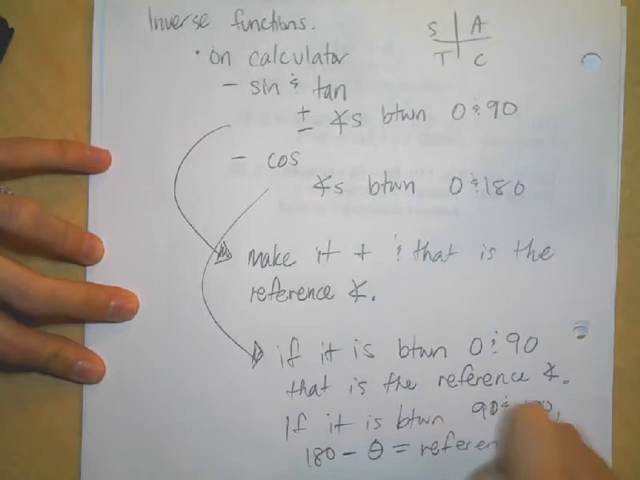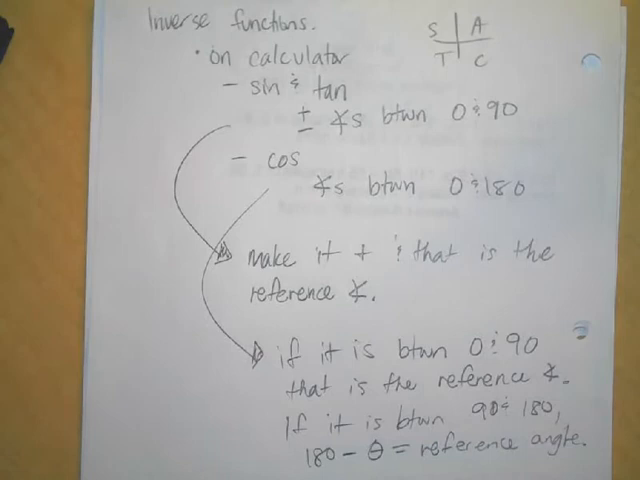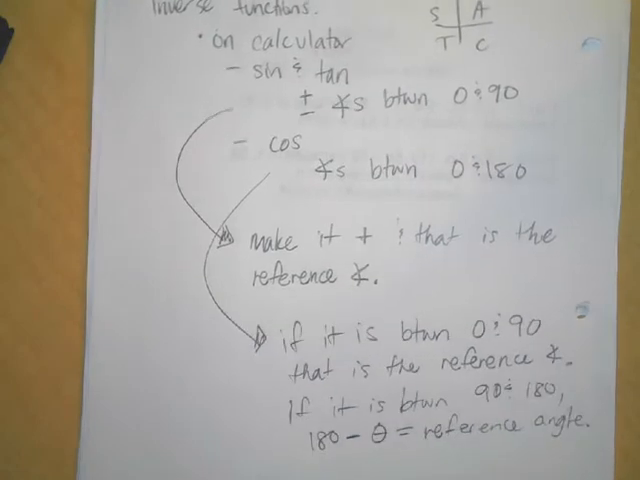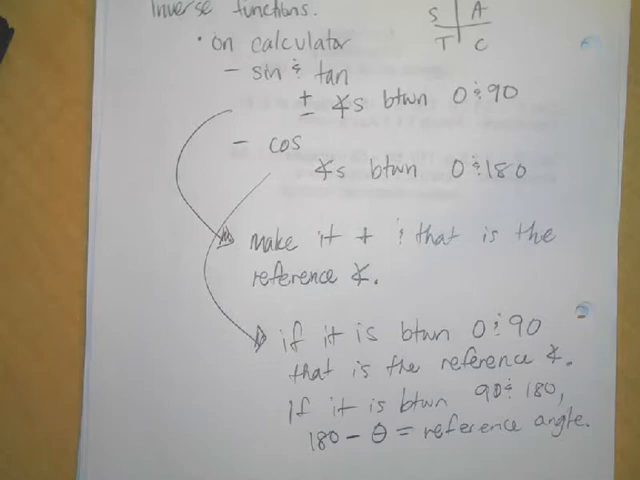Why are we doing this? Because it's going to ask you in its directions, find me this angle, but find it for me in quadrant 3. So if it's in quadrant 3, you're going to have to adjust things. You have to find the reference angle first, and then you add that to 180.